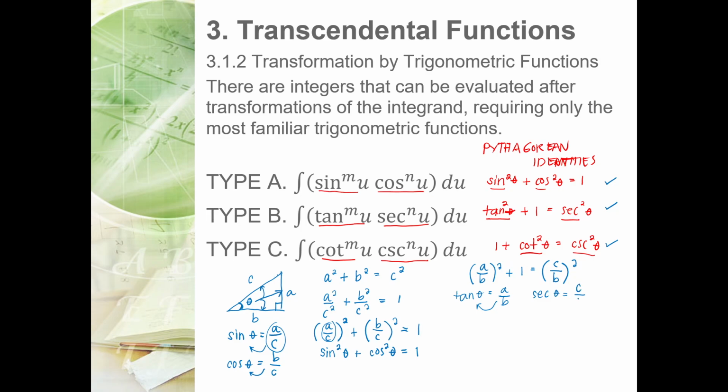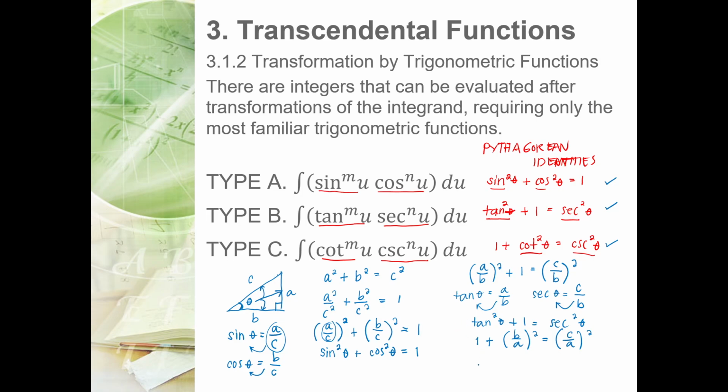So that's C all over B. So C over B is equal to secant theta. So simplifying, we have tangent squared theta plus 1 is equal to secant squared theta. So lastly, we divide by a squared. So we have 1 plus b all over a squared is equal to c all over a squared.